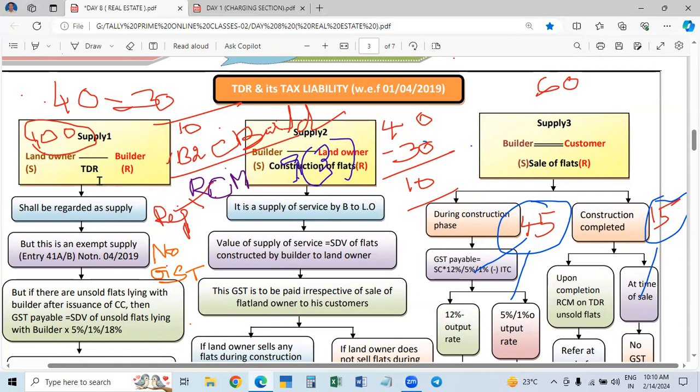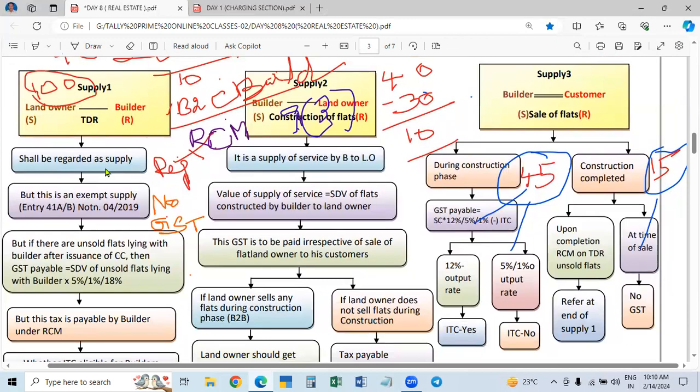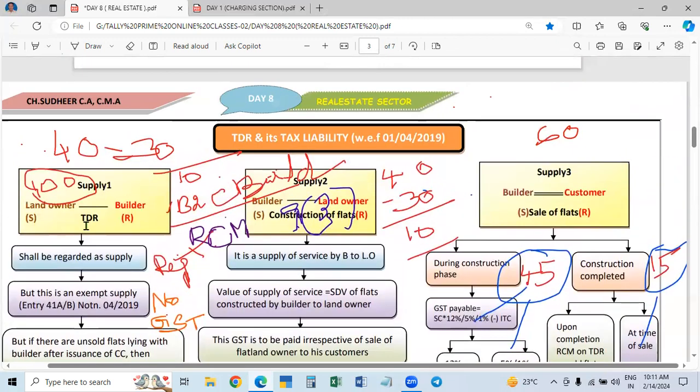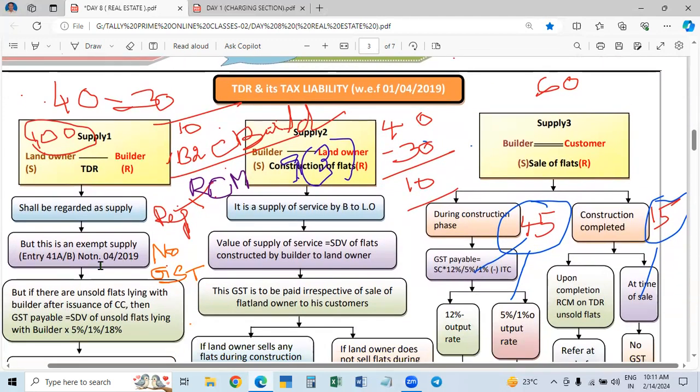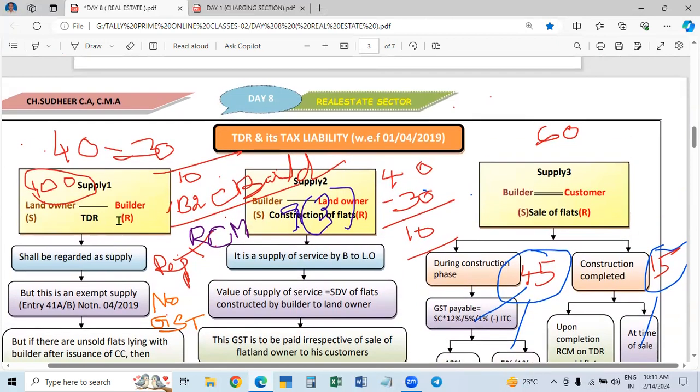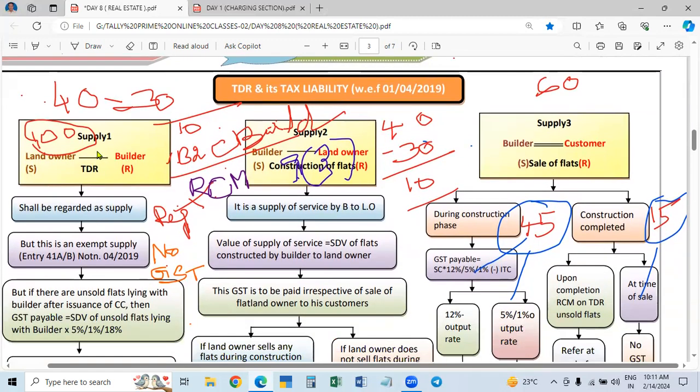It is a liability. In this case, transferring the development right is a service, and this is regarded as a supply. But this supply, the transfer of development right service, is treated as exempt under notification 4/2019. It is exempt. So for this service, the transfer of development right, the landowner need not pay any tax. And after construction, the builder gives 40 flats to the landowner.